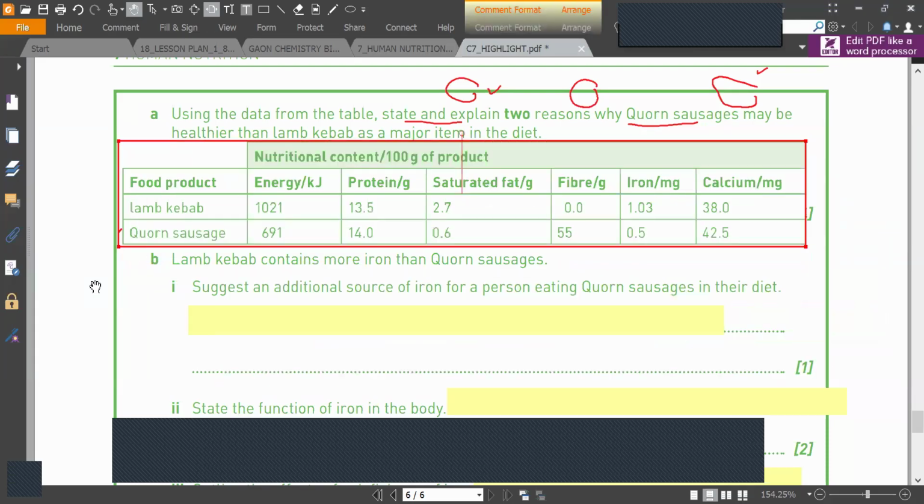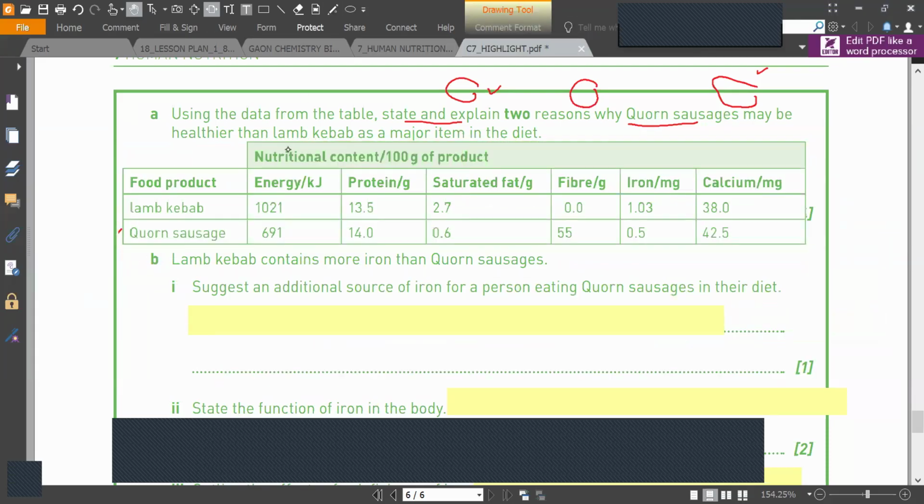Okay, next, what we can say about this. Lamb kebab contains more iron than corn sausage. Okay, iron, lamb kebab is more. Suggest an additional source of iron for a person eating corn sausages in their diet. So let's say they decide to eat the corn sausage. What else can they eat to get more iron?